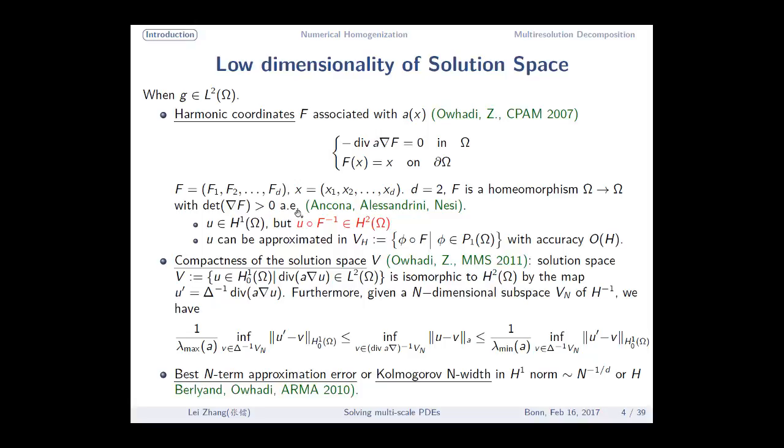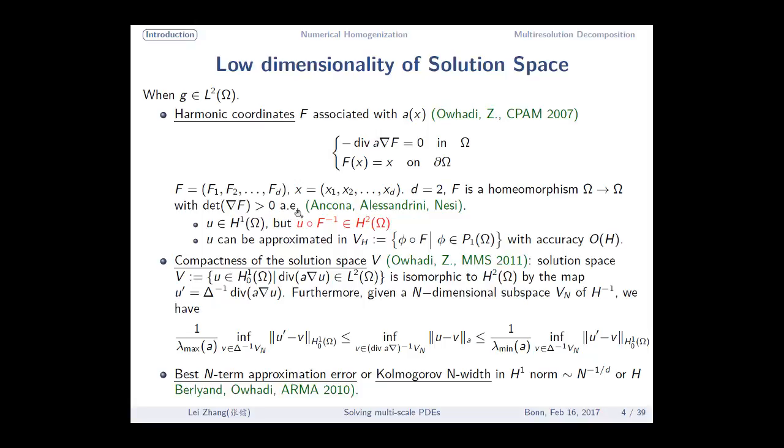Okay. But the bad thing is, if you do this, usually you get a non-local basis. You don't get a localized basis. Okay. And this actually, it can be shown that this is n-dimensional, and in the H1 norm, the error is n to the minus 1 over d, or capital H.